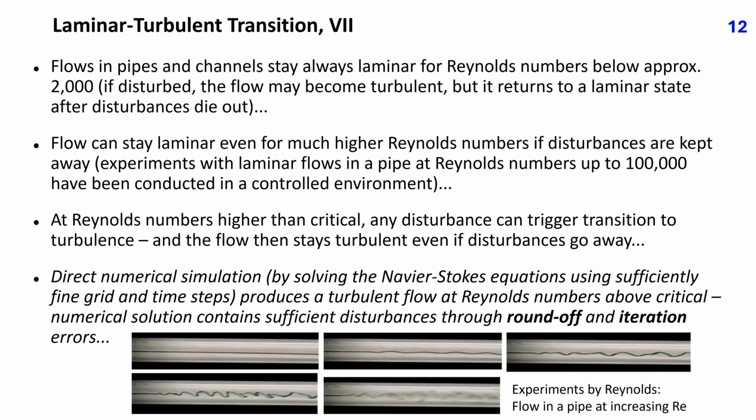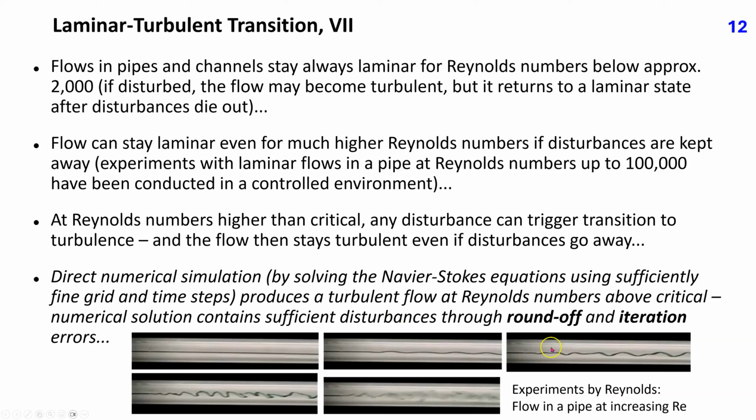Flows in pipes and channels always stay laminar for Reynolds numbers below approximately 2000. If disturbed, the flow may become turbulent, but it returns to a laminar state after disturbances die out. Flow can stay laminar even for much higher Reynolds numbers if disturbances are kept away. Experiments with laminar flows in a pipe at Reynolds numbers up to 100,000 have been conducted in a controlled environment. However, at Reynolds numbers higher than critical, any disturbance can trigger transition to turbulence, and the flow then stays turbulent even if disturbances go away.